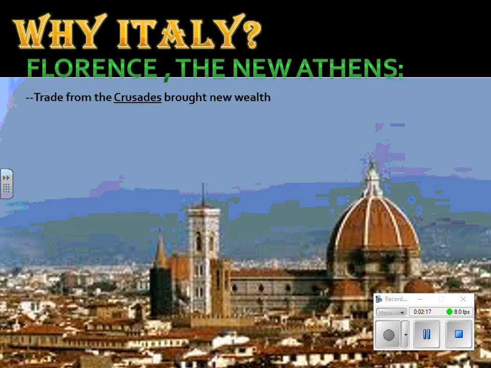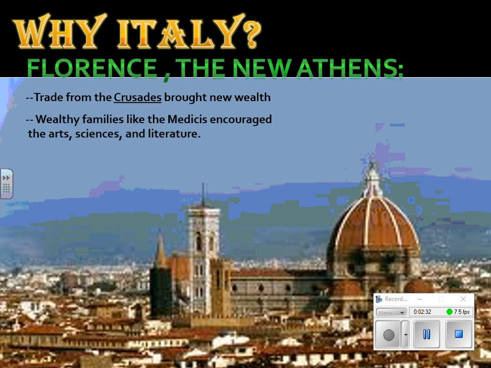So trade from the Crusades brings back new wealth. And we know, as I just showed you from that map, because of Italy's proximity to the Mediterranean, Italy is the center of trade throughout the 1300s and 1400s. Wealthy families, like merchants, like the Medicis, are now going to have extra money to invest. So as these families get wealthier, they're going to have extra money to invest in luxury items. And for the Medicis, they were interested in the arts, sciences, and literature. So extra money will be given to aspiring artists, interested scientists, and curious writers.